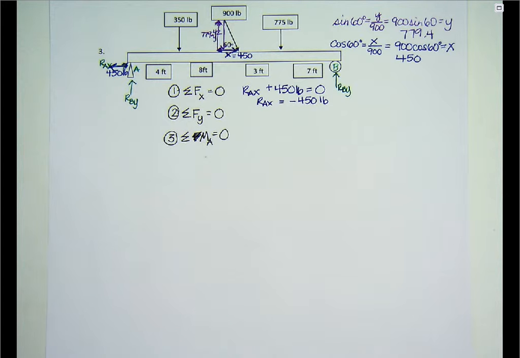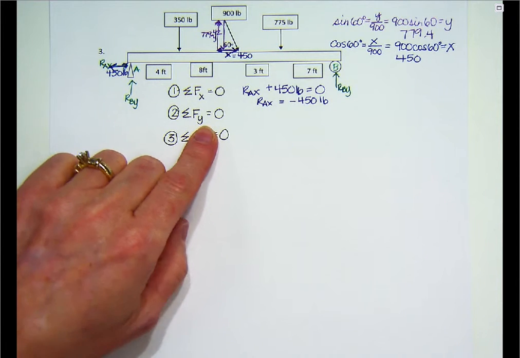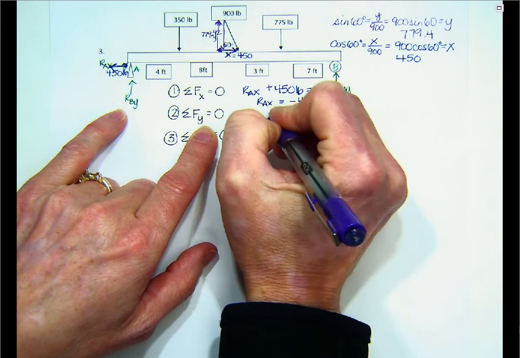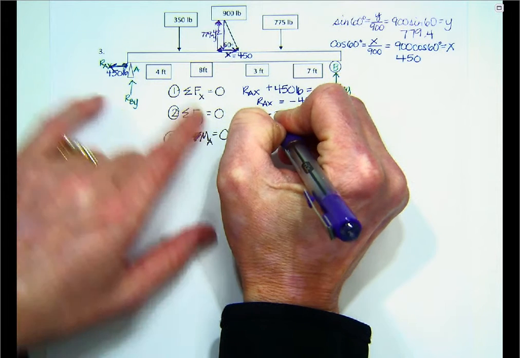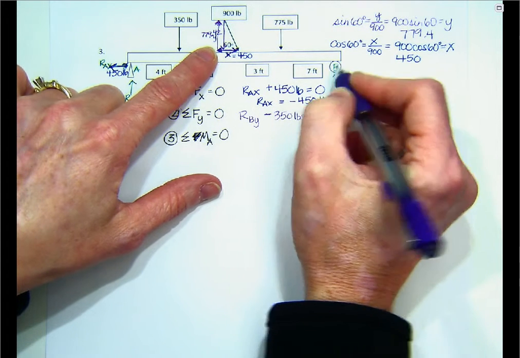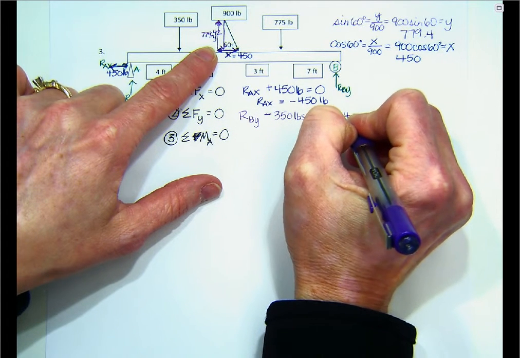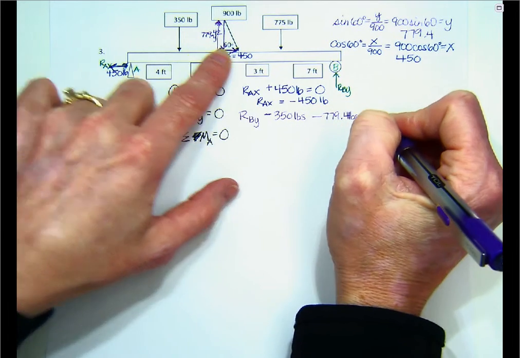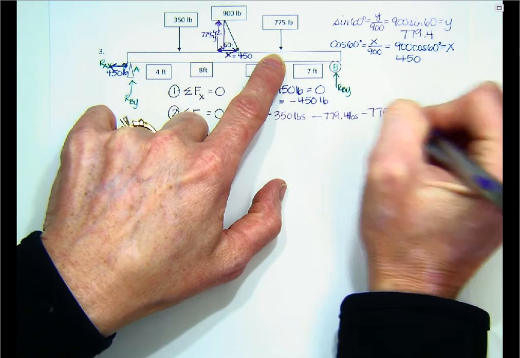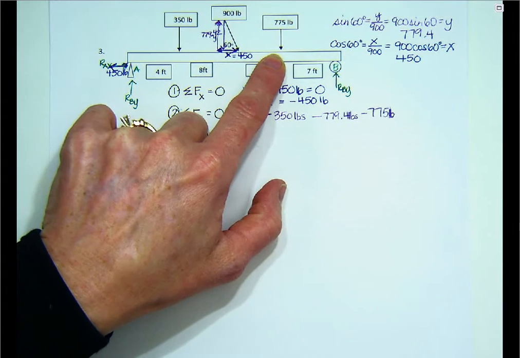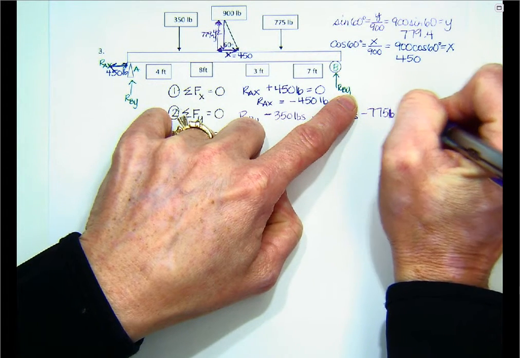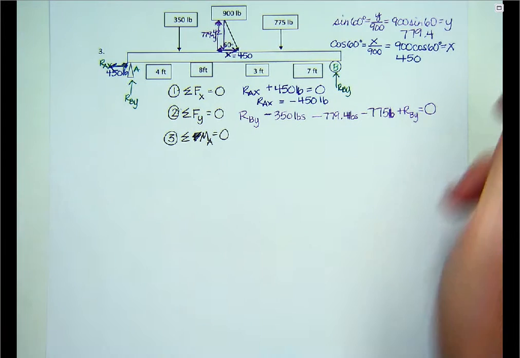Second step in the process is the sum of the forces in the y have to be 0. So I'm starting to look at what vectors are going up and down, and so RBY is going up, minus I have 350 pounds acting down, minus my 779.4 pounds acting down, minus my 775 pounds, and then plus RBY, my reaction force at B in the y direction.